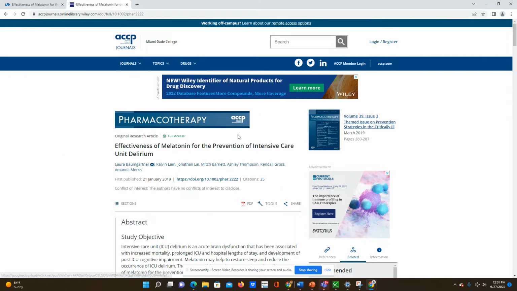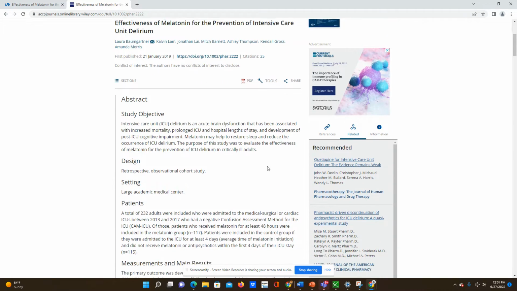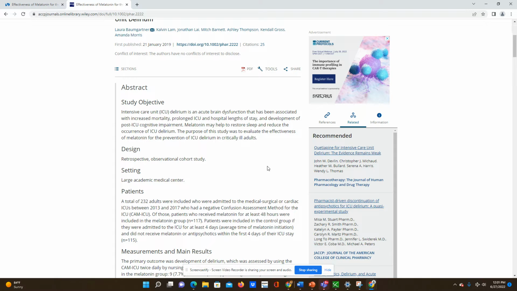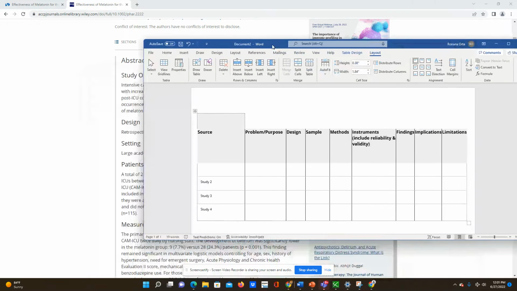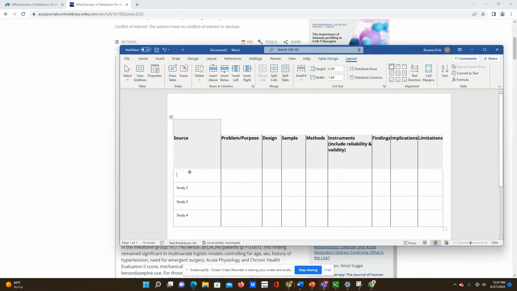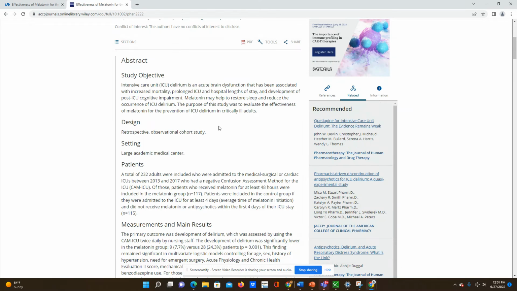So here's the article, which I'm going to look at, and I'm going to start filling up my literature review matrix. So let's go work in the matrix. I have my matrix here. You can see I'm going to put my source here. I'm going to copy and paste so I don't forget my study. And I'm going to go back and look at what the problem is.